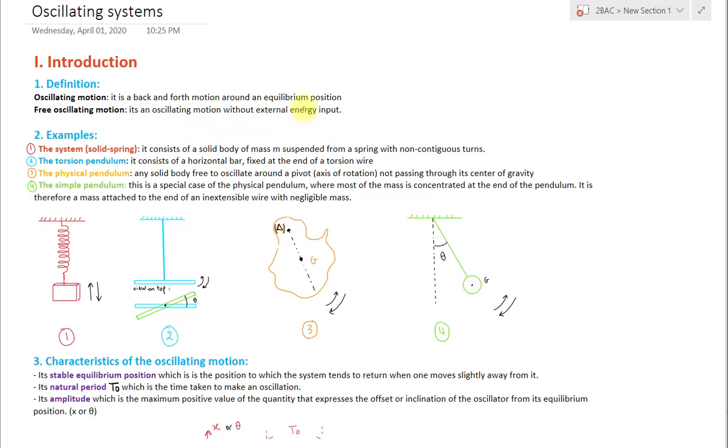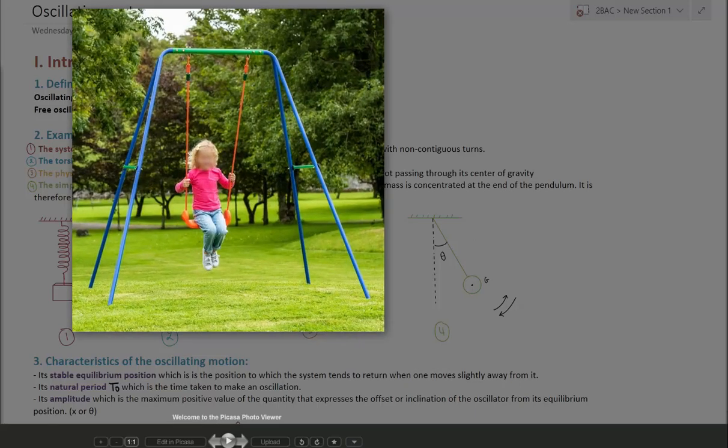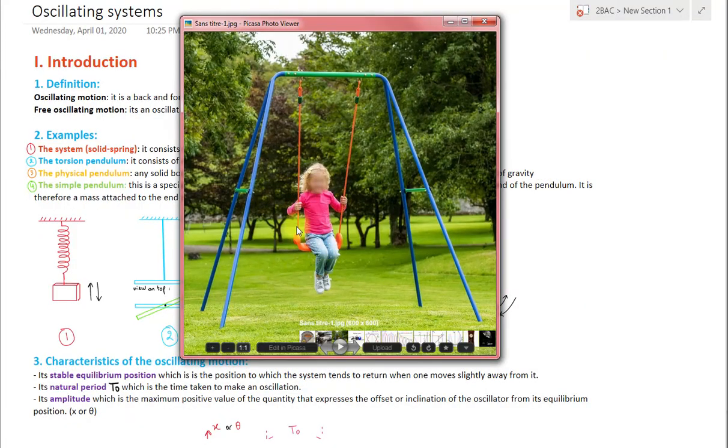Examples of these oscillating motions are examples of everyday life we find. So an example is the swing. Okay, so the swing performs a motion of back and forth around an equilibrium position.